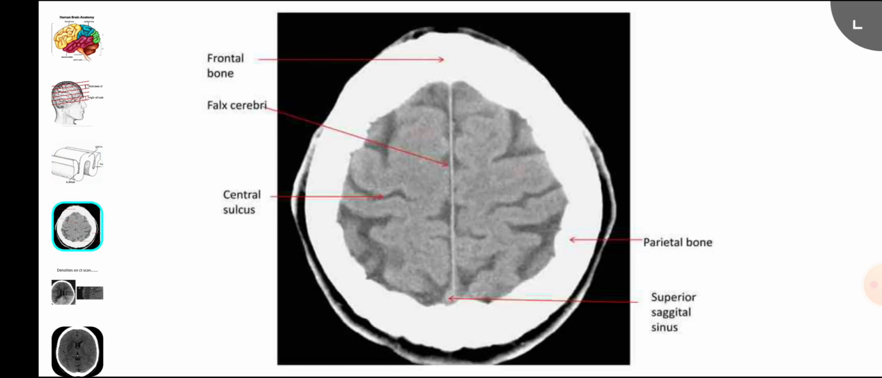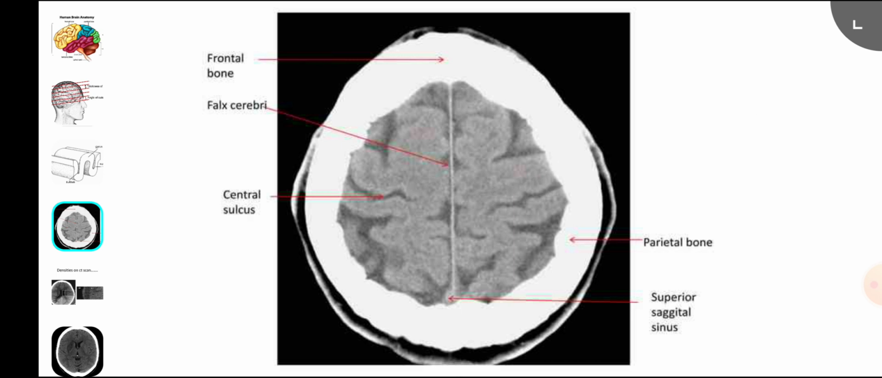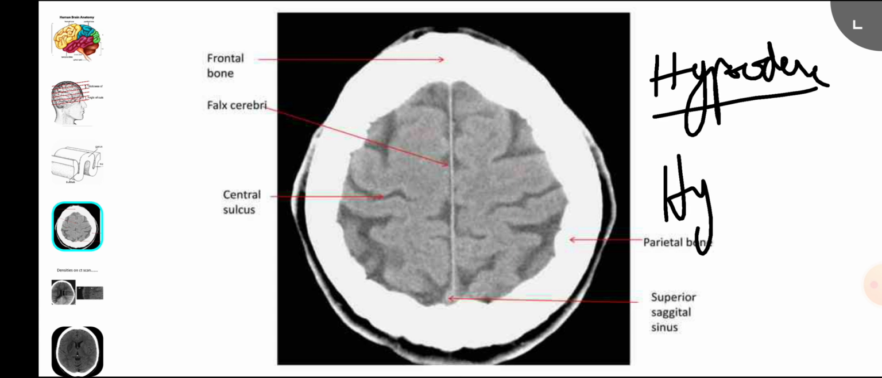Now the black parts you can see, they are the sulci, okay. And the other parts you see, these are the gyri in the brain. And here you can see the central sulcus. Now in the brain, we use certain terms. One is hypodense and the other is hyperdense. What we take as a reference is the brain matter, so it is isodense.